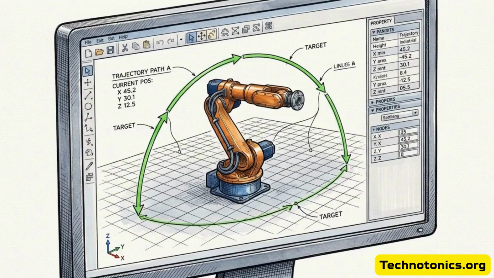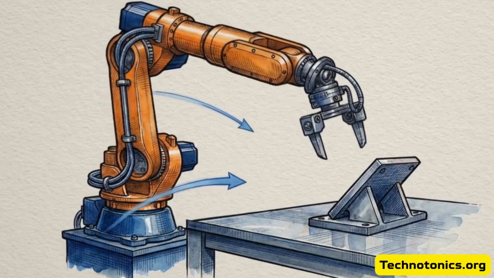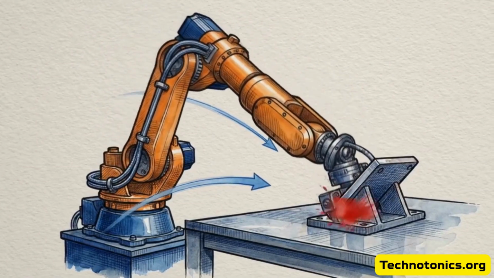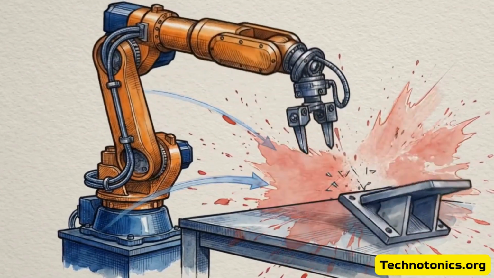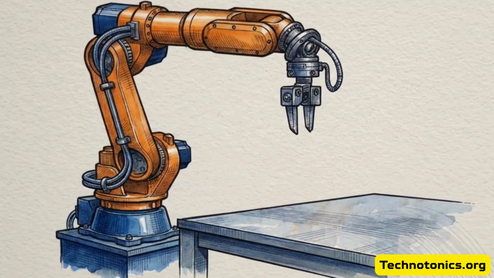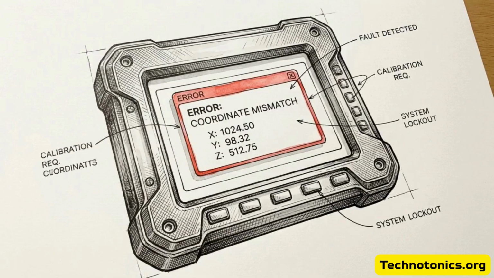You watch your simulation run perfectly on the screen, tracing its path without a single error. But when you load that program into the physical robot, it swings wide and violently knocks a fixture straight off the table. That crash happens because of a mathematical disconnect.